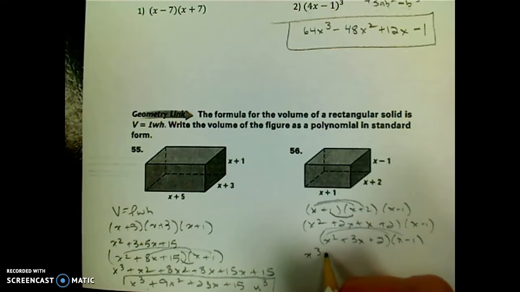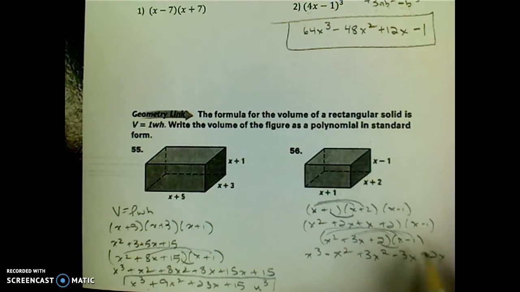x cubed minus x squared plus 3x squared minus 3x plus 2x minus 2. Combining like terms now, positive 3x, negative x, 2x squared minus x minus 2 in units cubed.